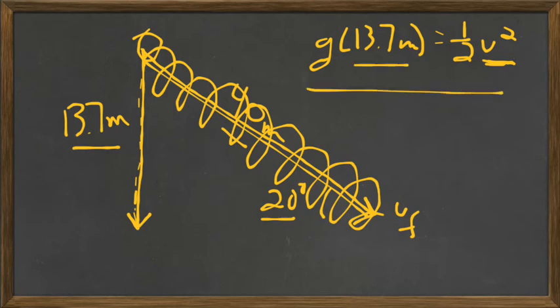What height did I start with? What velocity would I end with? Energy doesn't care about your path. All it cares about is the value that I begin with and my value that I end with.